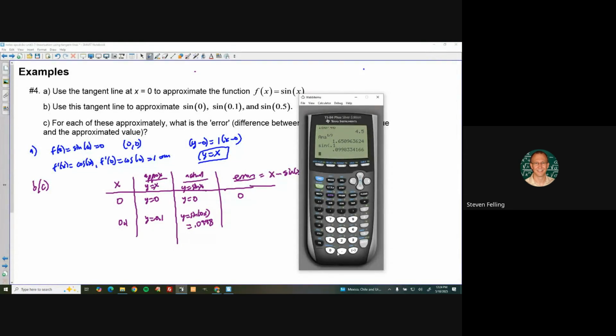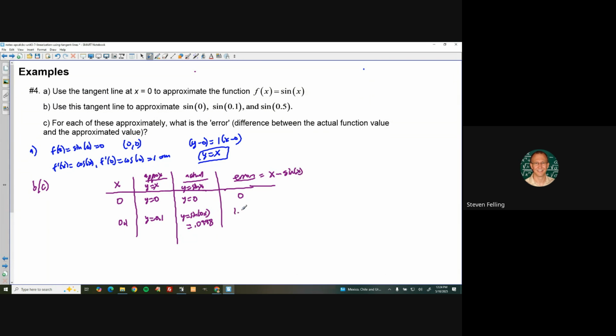Okay, so the approximation was 0.1, and the actual value for sine of 0.1 is this. So the error is 1.6658 times 10 to the negative fourth, or that's equal to 0.00016658. So this is very close, but not exactly equal, the approximation.